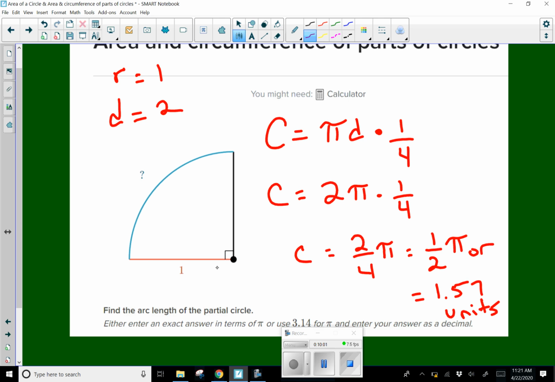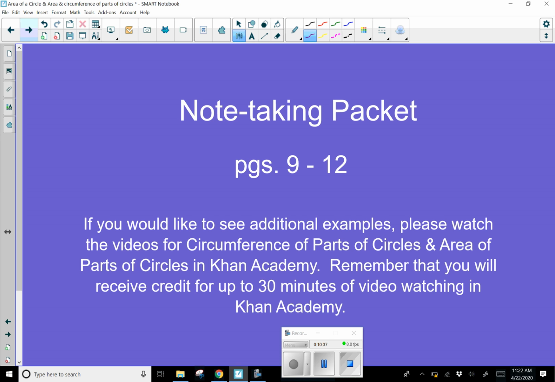Here they're giving you the radius because it's going from the center to the outside edge. So your radius is 1, which makes your diameter 2 because your diameter is twice your radius. So now I'm going to plug 2 in for my diameter, 2 times pi, and then times the 1/4 for a quarter circle. That's going to leave me with 2/4 pi, which simplifies to 1/2 pi. And if you were to take 3.14 and divide that in half, you would get 1.57 units. Notice I didn't square this because it's circumference, it's not area. You only square your area.